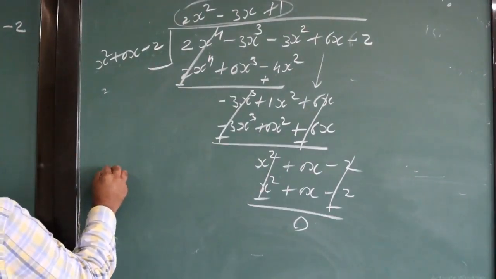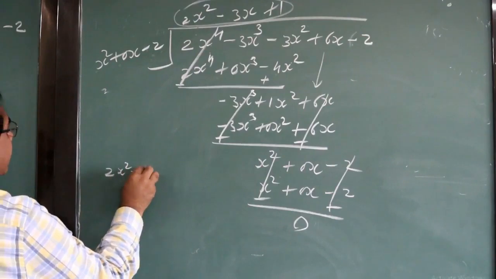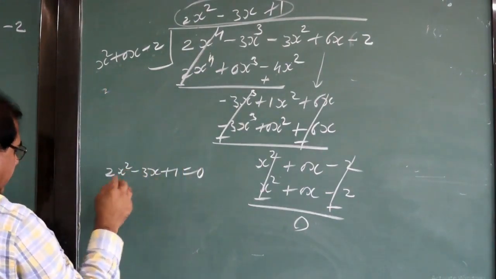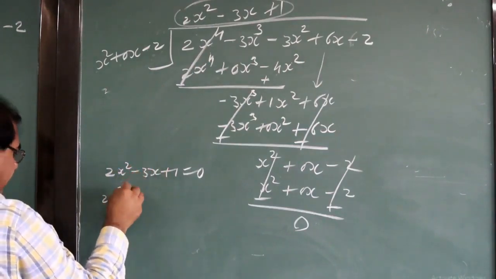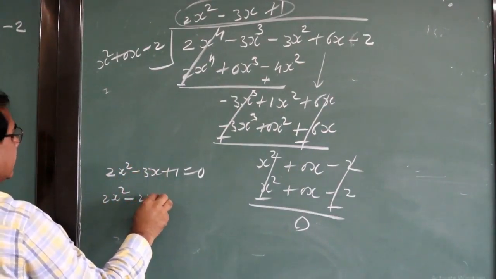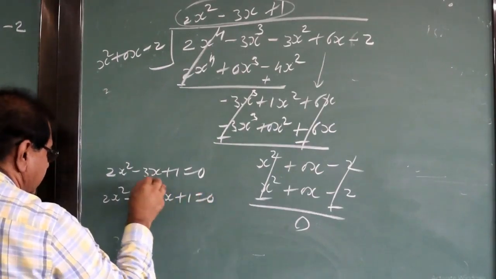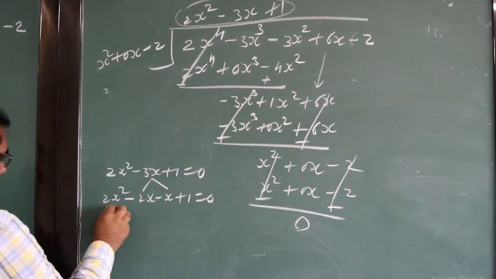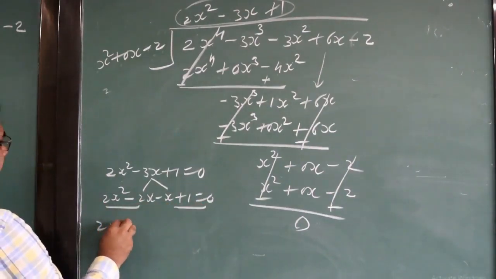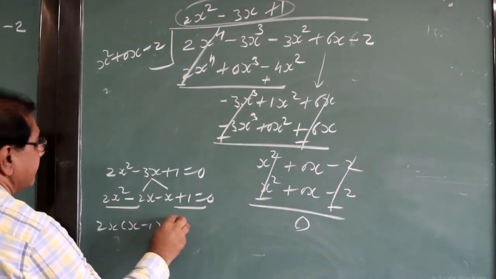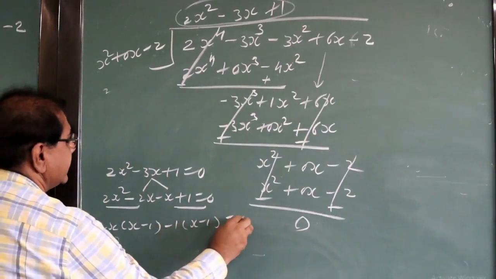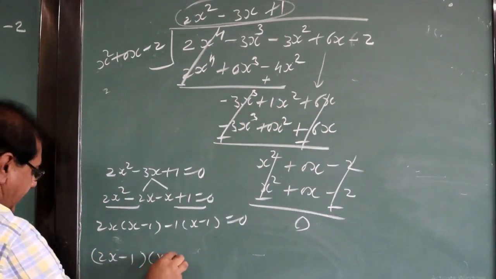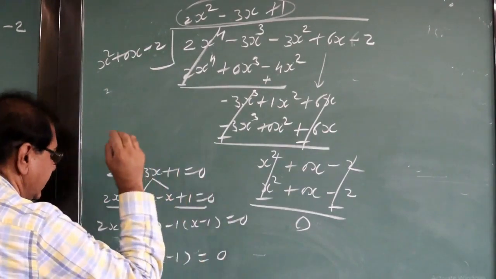I take it here. 2x² − 3x + 1 is equal to 0. 2 ones are 2. So for this, the splitting of the middle term will be −2x − x + 1 is equal to 0. −2x and −x are the splitting for −3x. Make the group of 2: 2x common, x − 1; −1 common, x − 1 is equal to 0. Therefore, (2x − 1)(x − 1) with x − 1 as the common factor is equal to 0.